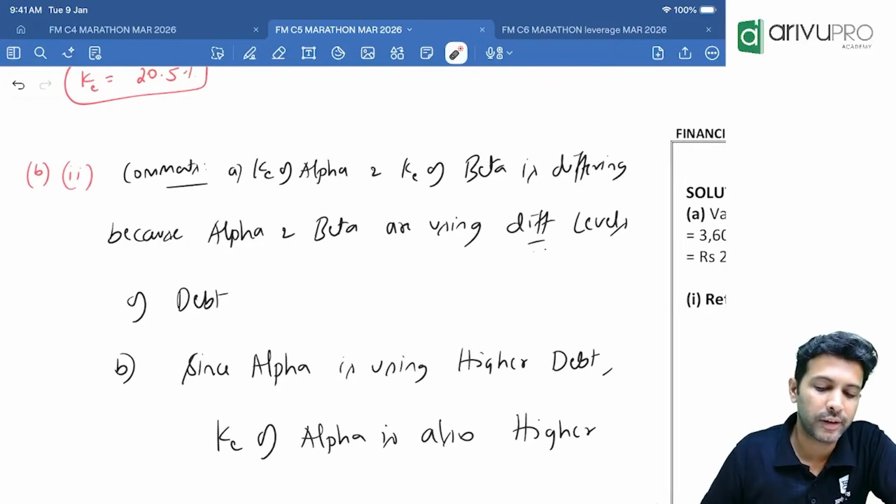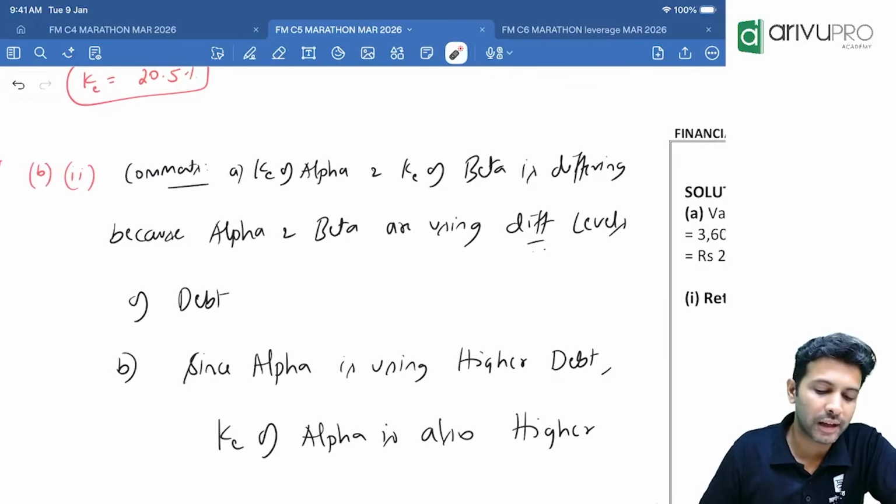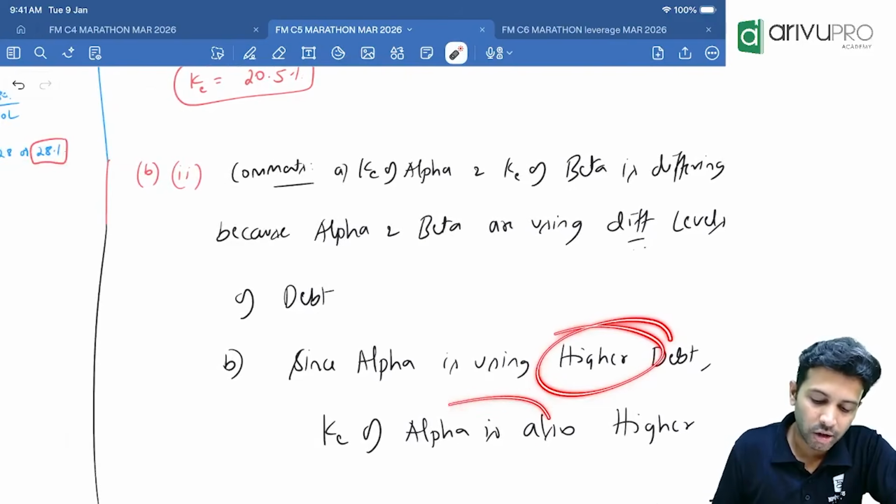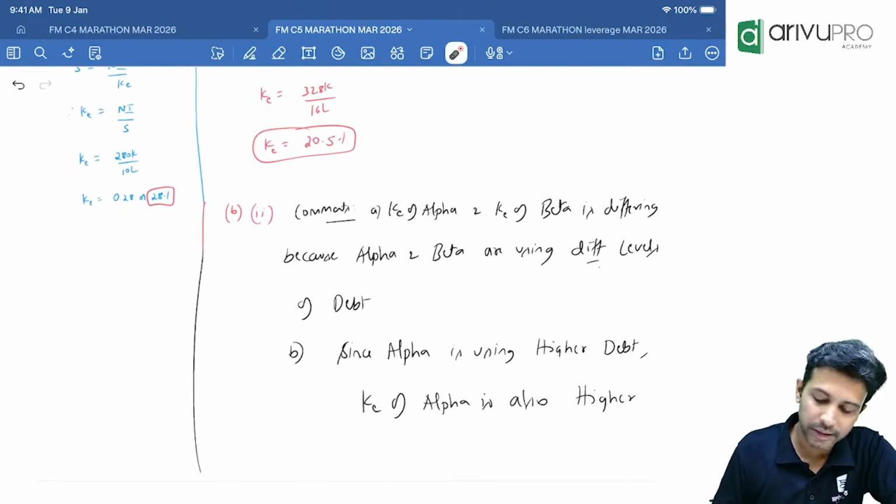Cost of equity of Alpha and cost of equity of Beta is differing because Alpha and Beta are using different levels of debt. Since Alpha is using higher debt, cost of equity of Alpha is higher than Beta.